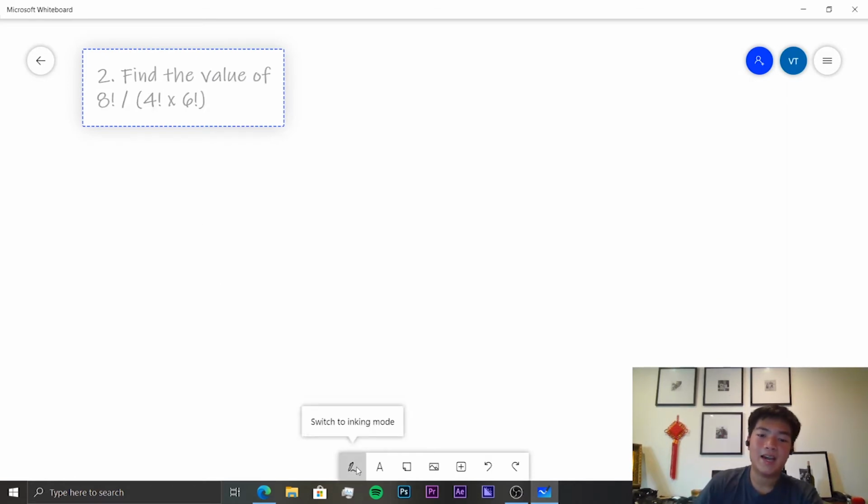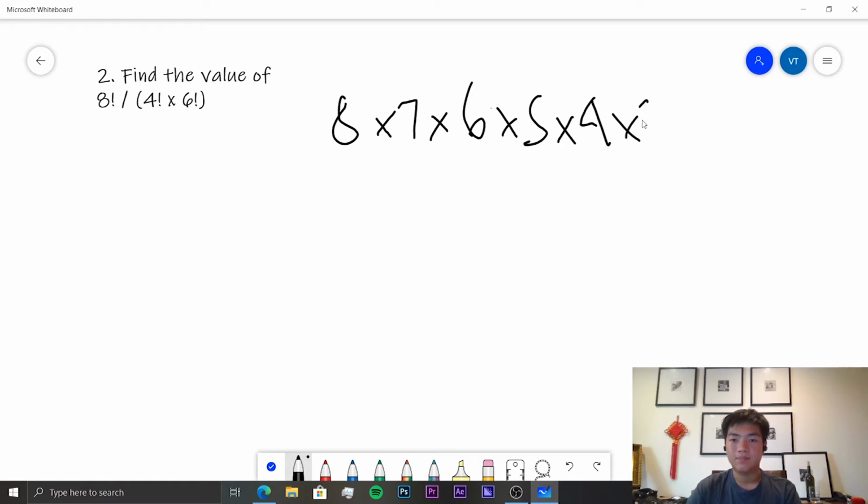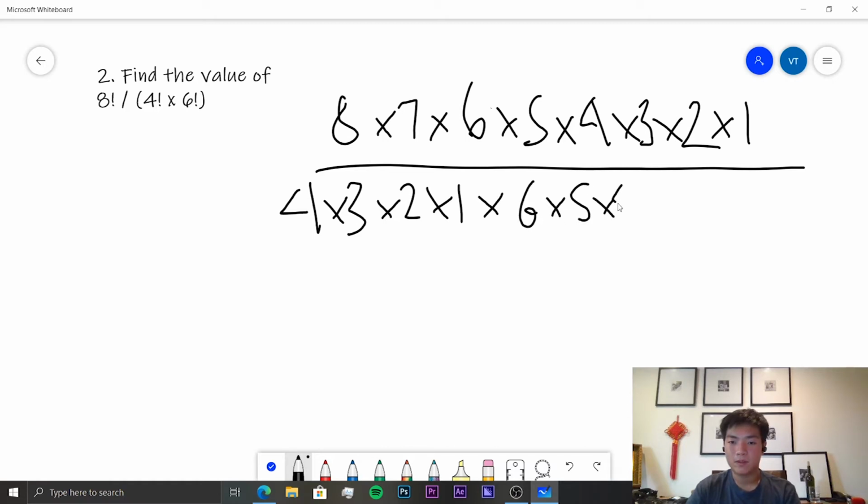And so the most handy way to do these factorials is not actually to calculate what 8 factorial is and then divide it by 4 factorial, but to write it out as its whole expression. So 8 factorial is equal to 8 times 7 times 6 times 5 times 4 times 3 times 2 times 1, and we divide all of that by 4 factorial times 6 factorial. 4 factorial is 4 times 3 times 2 times 1, and 6 factorial is 6 times 5 times 4 times 3 times 2 times 1.